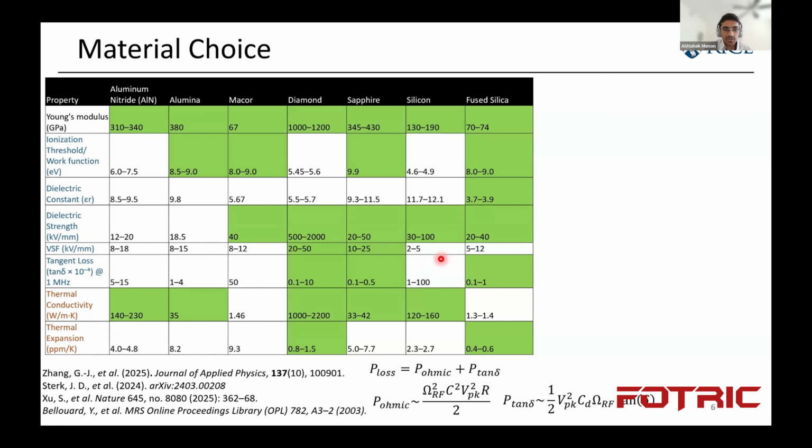So yeah, and that allows you to scale up and have shuttling and loading zones, so on and so forth. So that is always very favorable to be as high as possible. That's why for silicon, it's actually pretty high. As you can see, it's 30 to 100. Tangent loss reduces the amount of RF dissipation into the material itself.